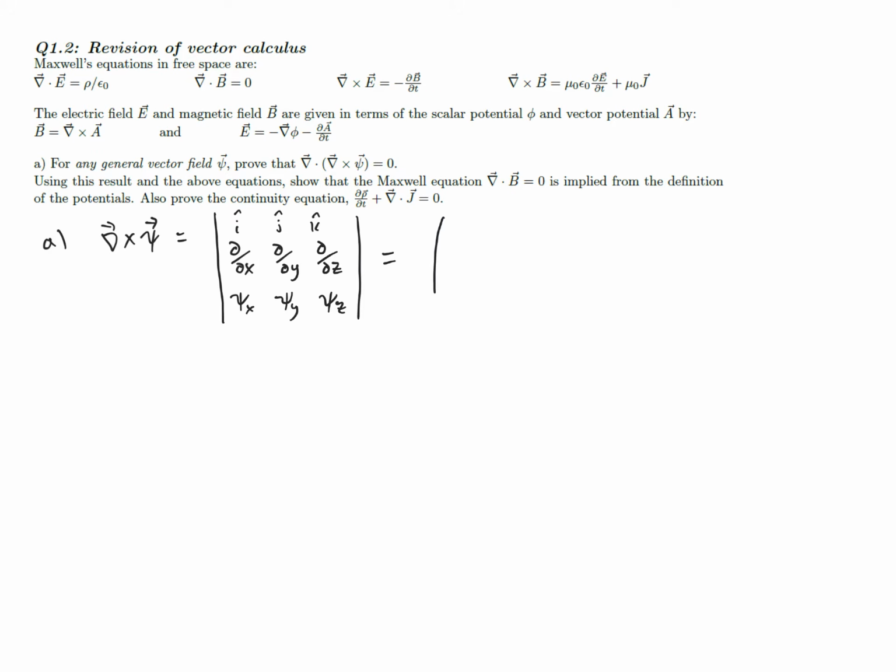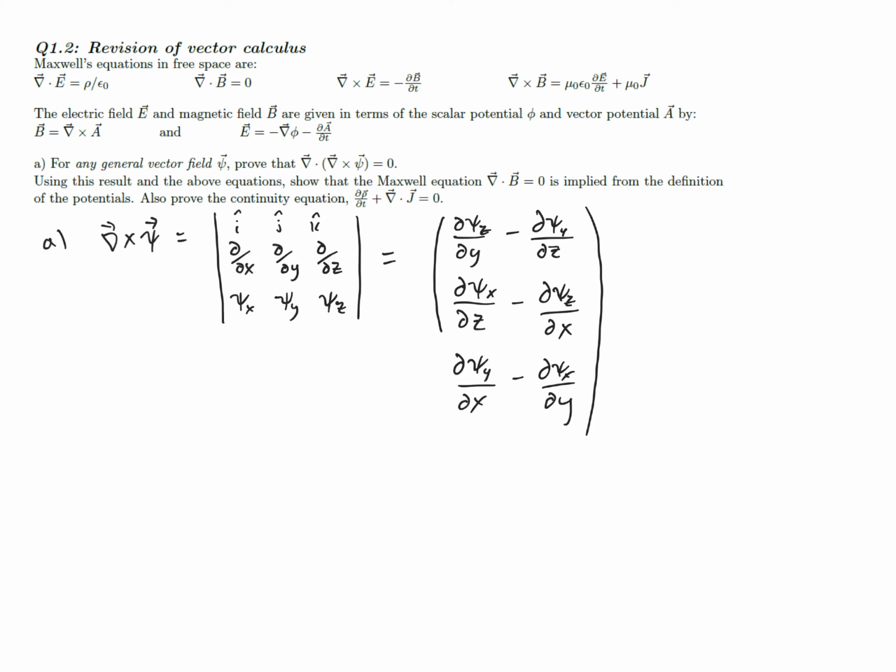It's a vector, it's d psi z by dy minus d psi y by dz, d psi x by dz minus d psi z by dx, and d psi y by dx minus d psi x by dy. Okay, so I was a bit optimistic with the length of that vector there. So that's what happens when you write it all out in the usual way.